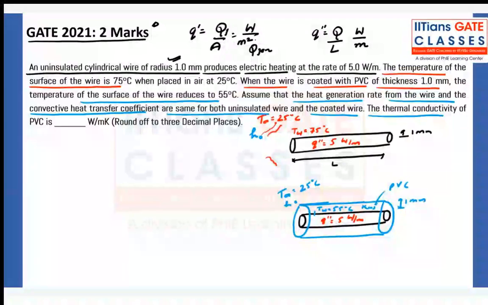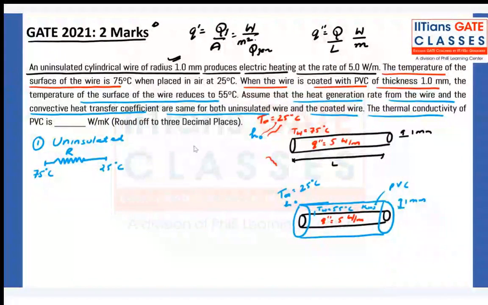Okay, let me take the first case. First case, uninsulated. So how do I draw my resistance here? Look, whatever heat is generated, it will go out. And when it goes out, there will be some resistance. What is the resistance? If it is 25 degrees Celsius, it is 75, it is 25. So tell me what resistance is there. Tell me very quickly. Which resistance will be here? Conduction, convection, which one will be here? Why conduction?